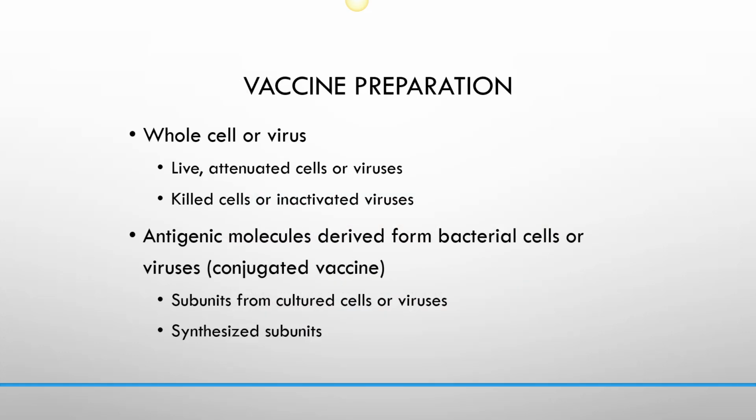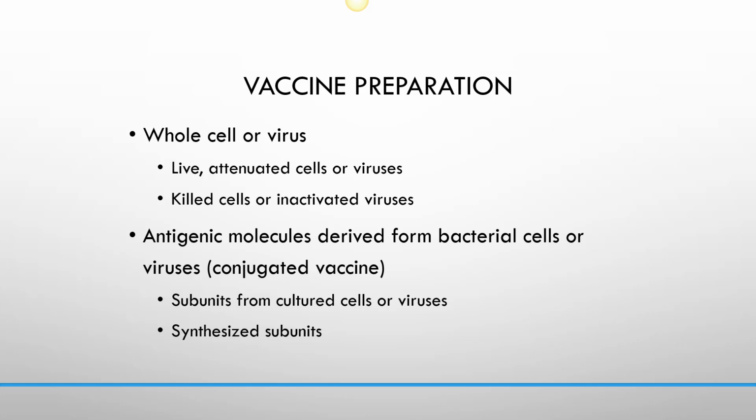So how do we prepare a vaccine? You can either use the whole cell, or you can use a chunk of the cell, just the antigen, to stimulate the immune system. If you use the whole cellular virus, you have to change it somehow or kill it, because otherwise you would be giving them the pathogen and they'd become sick by that. So you can use live attenuated, which means you've taken away the part that makes people sick, or you can use killed cells, dead cells, or inactivated viruses.